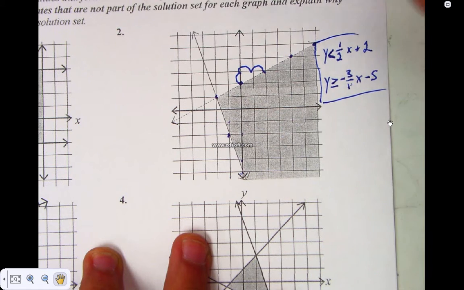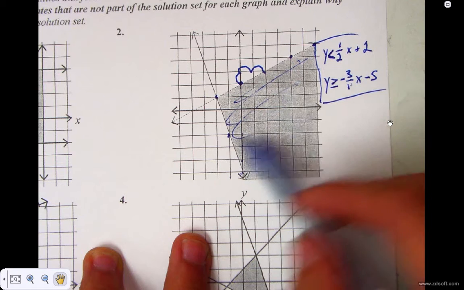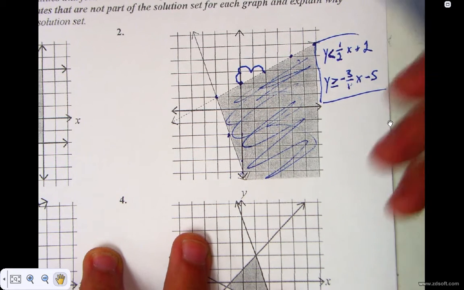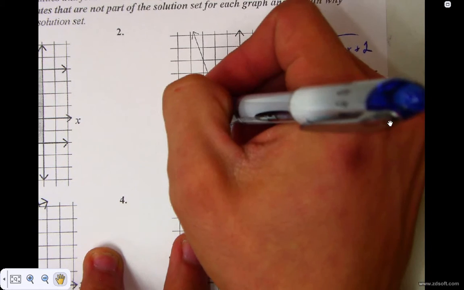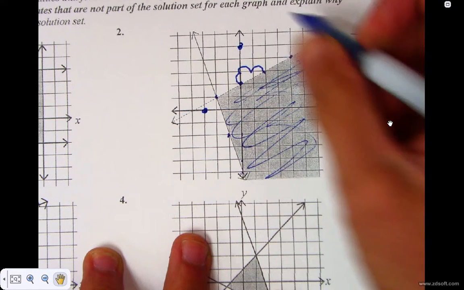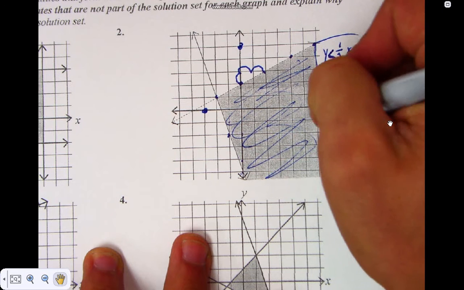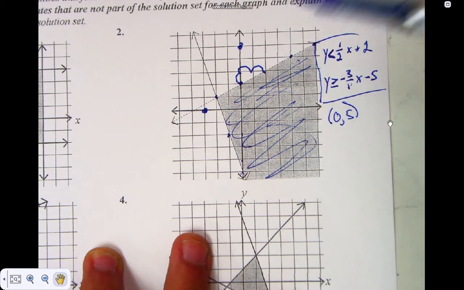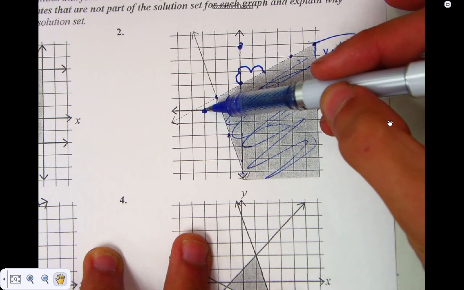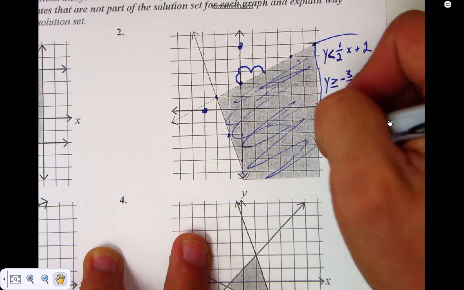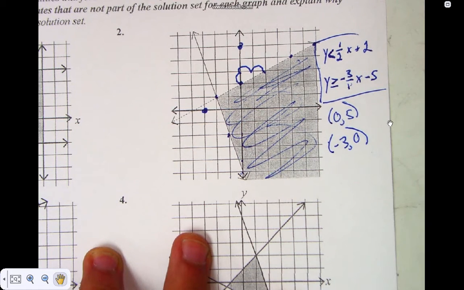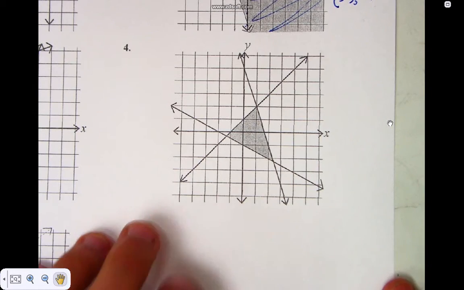And then it also says determine 2 coordinates that are not part of the solution set. So the solution set is anywhere in this area right here. So 2 coordinates that are not part of the solution set, I'm going to go ahead and do this one right here, and let's do this one up here. So it looks like 0, 5 is not part of the solution set, and also negative 3, 0. Both of those are not part of the solution set. Alright, let's look at number 4.